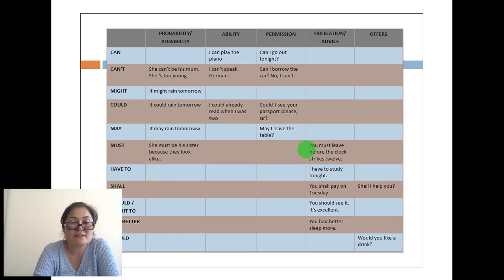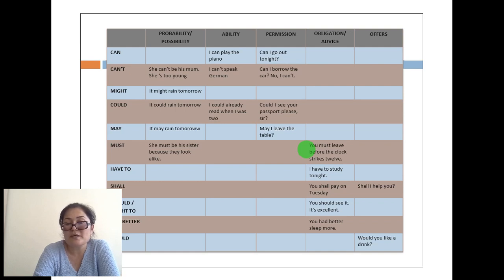Must expresses possibility and obligation or advice. She must be his sister because they look alike. You must leave before the clock strikes 12. Have to expresses obligation or advice. I have to study tonight.